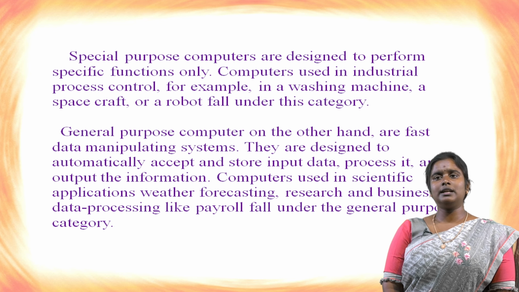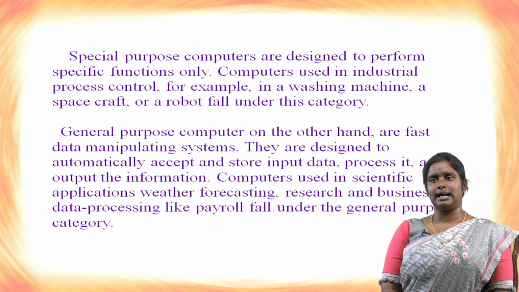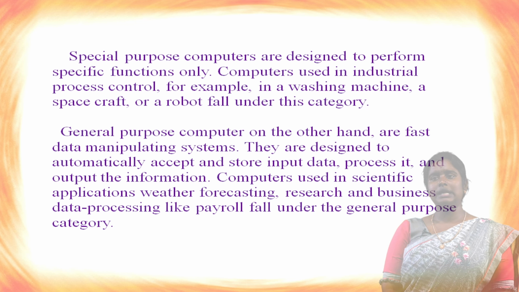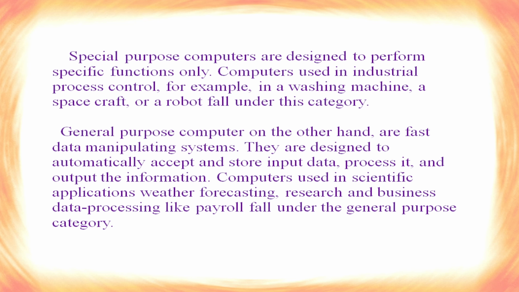General purpose computers, on the other hand, are fast data manipulating systems. They are designed to automatically accept and store input data, process it and output the information. Computers used in scientific applications, weather forecasting, research and business data processing like payroll fall under the general purpose category.